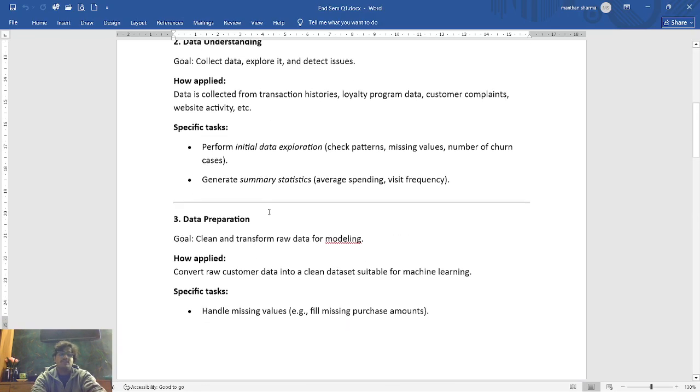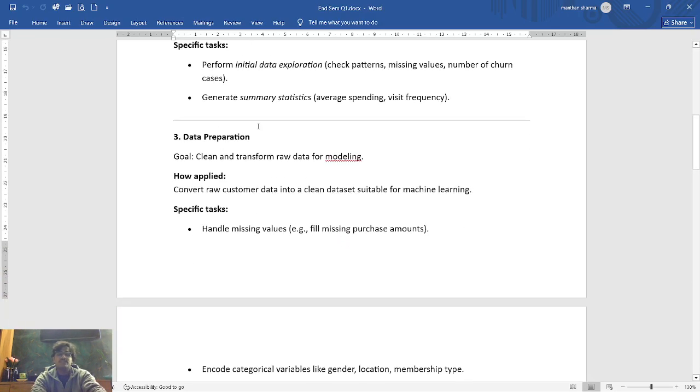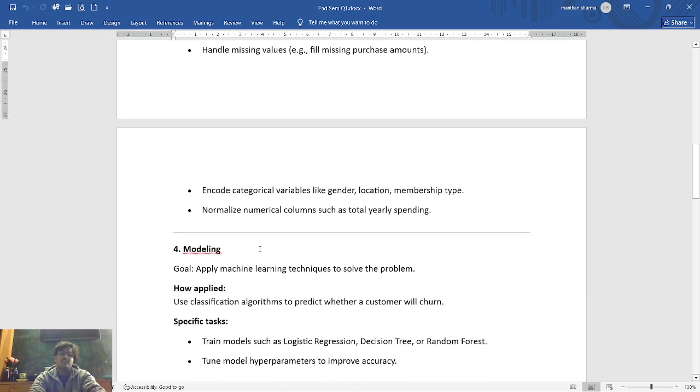So this was all about data understanding and moving on to the data preparation. So in the data preparation phase, we can clean the data, handle missing values, convert categories like gender or membership type into numerical form, and normalize numerical columns such as total spending and so on. In this step, we clean the data and organize the data, which leads to better model performance. So this was all about data preparation.